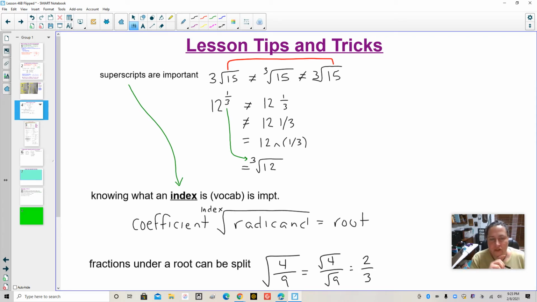Okay, 12 to the 1/3 power is not the same as 12 space 1/3 or 12 space 1/3. Those are both 12 and 1/3, as in a rational fraction.